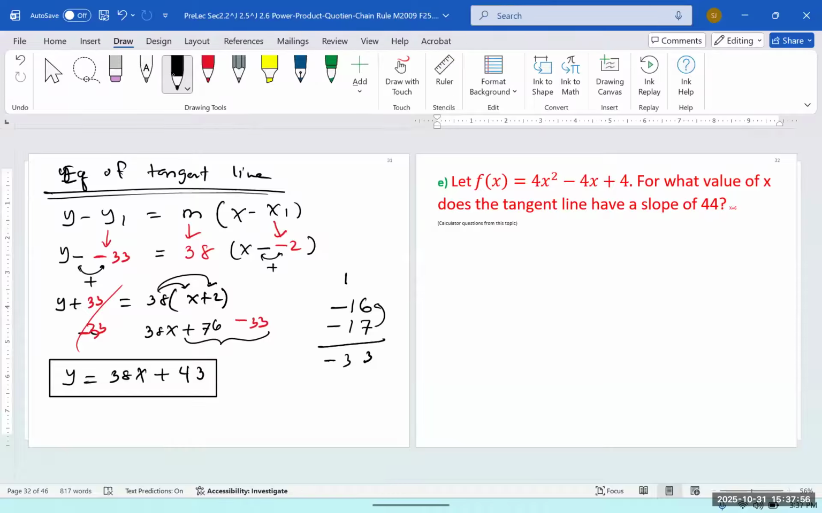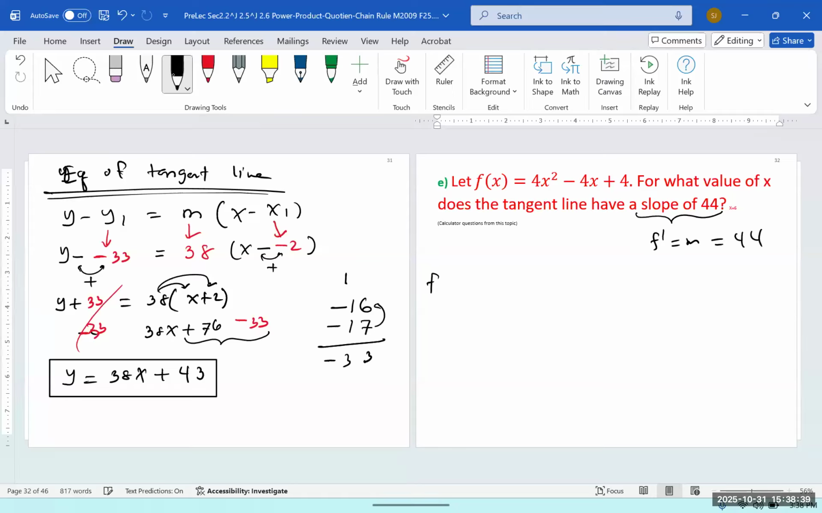Okay, one more question. Let f of x be this. For what values of x does the tangent line have a slope of 44? What is given here? The derivative, which is the slope, is 44. So what are you supposed to do now? They told us our derivative is 44, so you have to find the derivative.